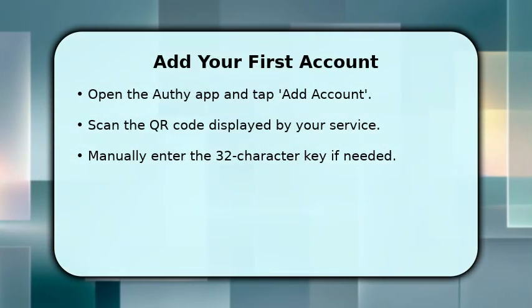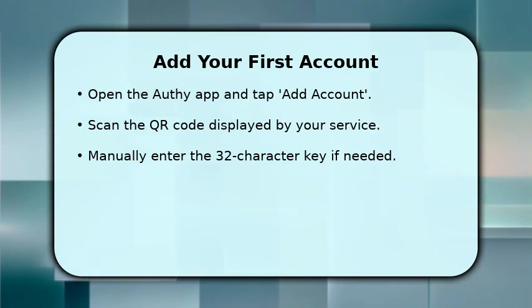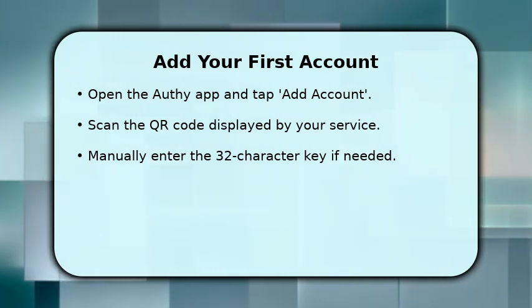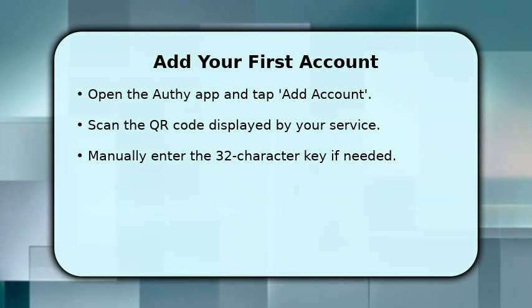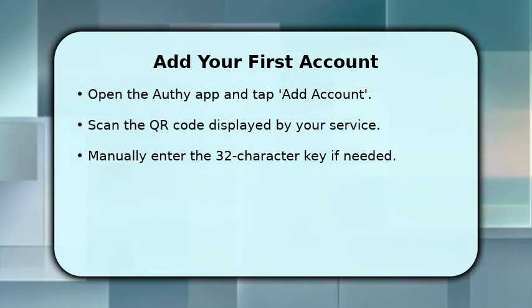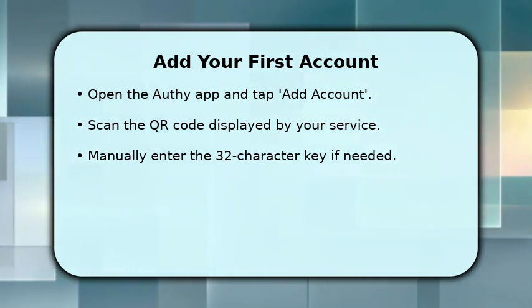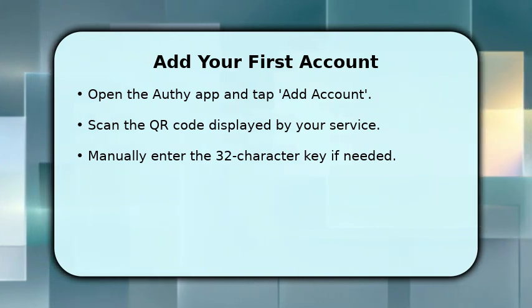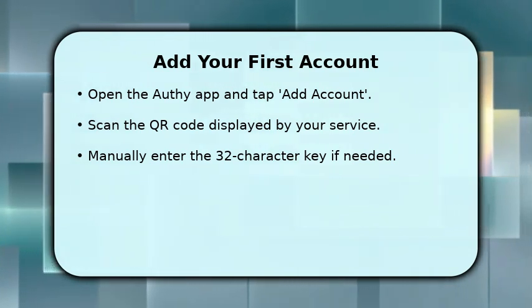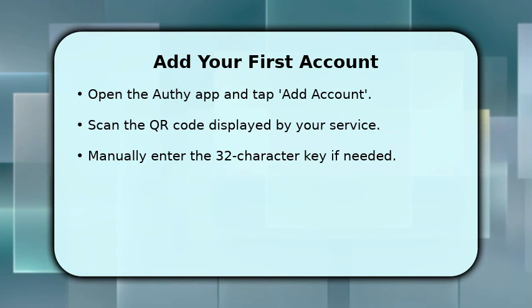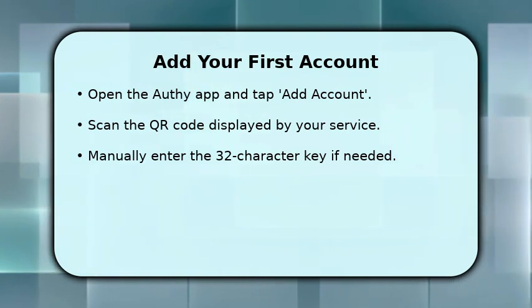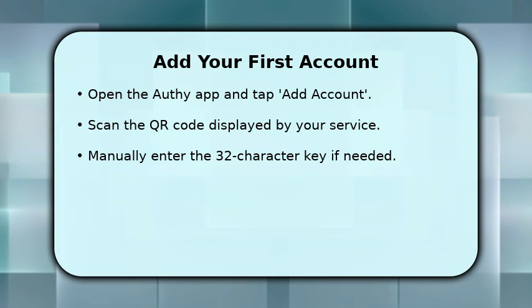Now that Authy is set up, let's add your first account. Open the Authy app and tap the Add Account button. Most services will display a QR code. Simply use your phone's camera to scan it. If a QR code isn't available, you can manually enter the 32-character setup key provided by the service. This links your account to Authy.